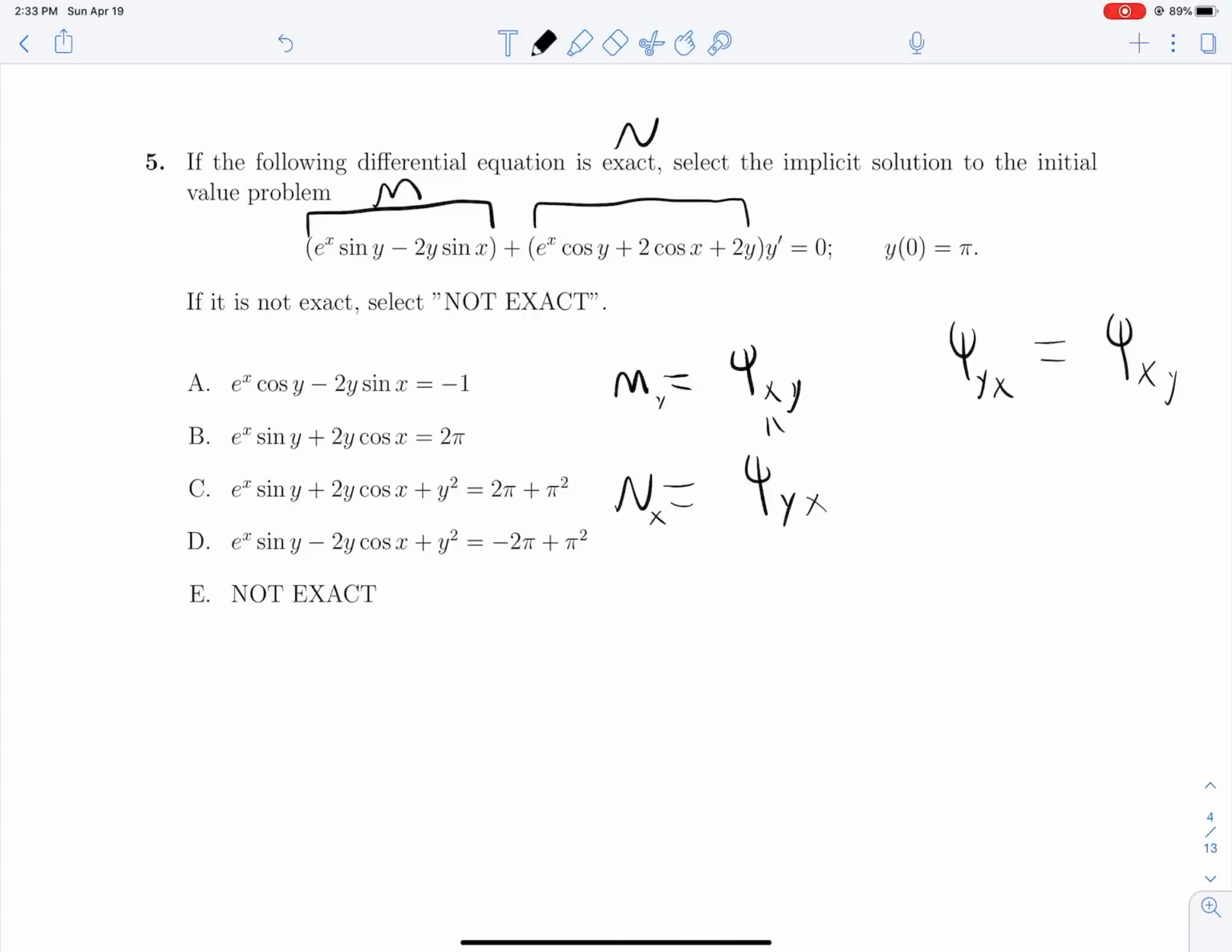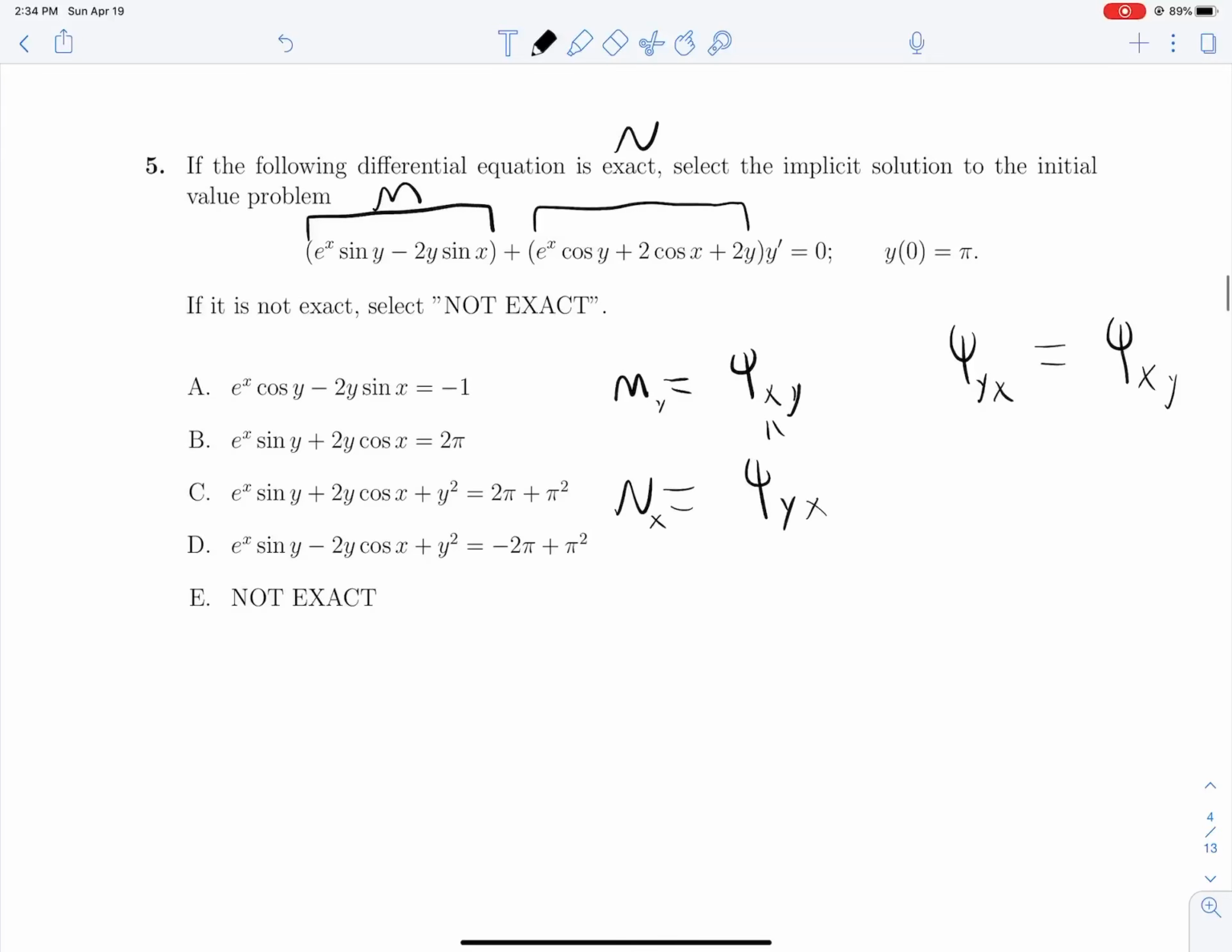So finding M_y, that is negative e to the x cosine y minus, oh, I just integrated, didn't I? Yeah, sorry, this is a partial derivative: e to the x cosine y minus 2 sine x, and we're seeing if this is equal to N_x, which is e to the x cosine y minus 2 sine x, and then that 2y term will just go to 0.